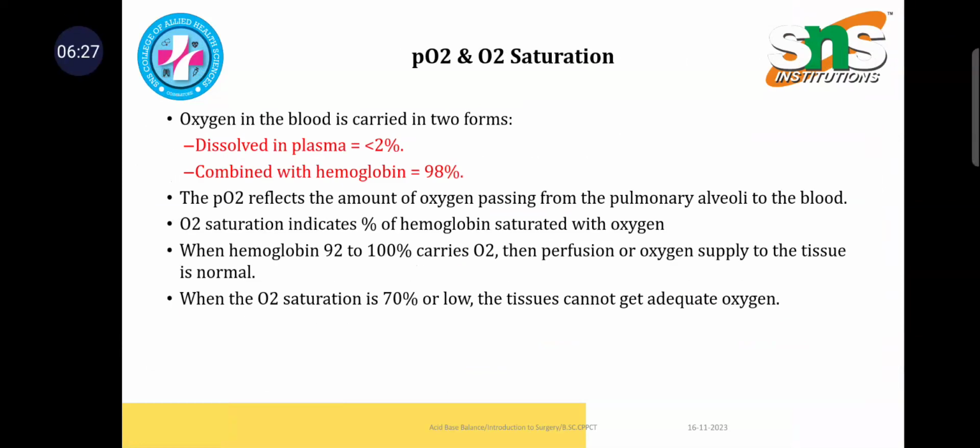What are partial pressure of O2 and O2 saturation? The saturation is the amount of oxygen the hemoglobin carries, which is 92 to 100%. If the saturation falls below that, it is called inadequate tissue perfusion.